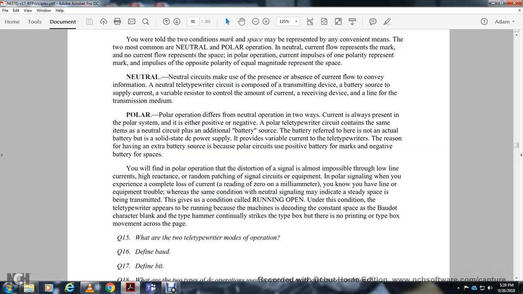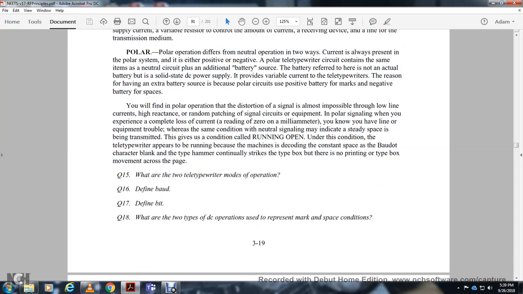A neutral signal may include a stage wave being transmitted, which gives you the condition of running open. In this condition the teletypewriter appears to be running through the machine, decoding a constant space or blank baud character, with the hammer continually striking the tip of the type box. There's no printing or type box movement across the page.